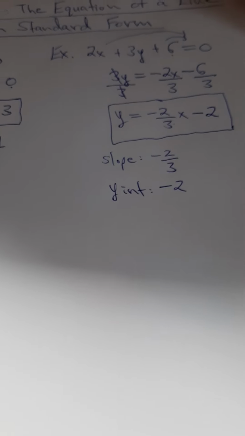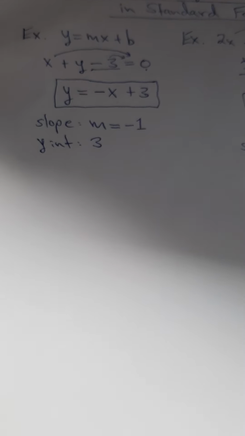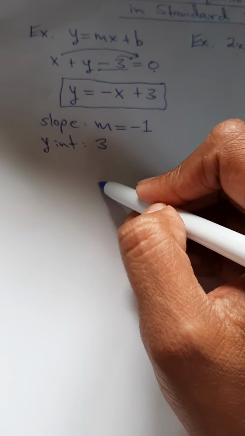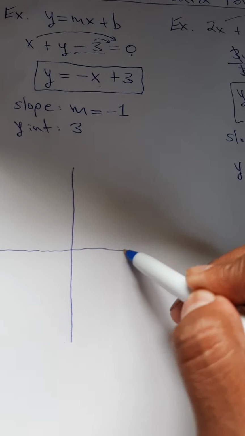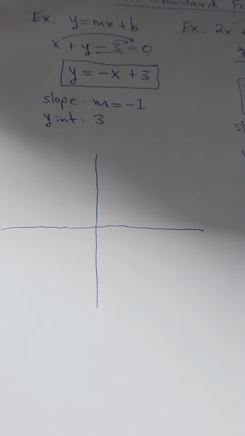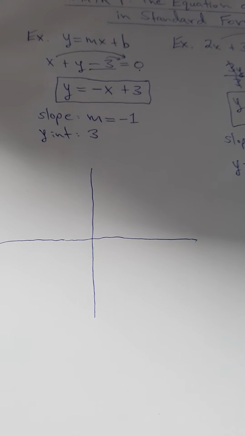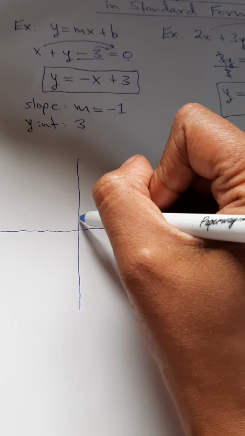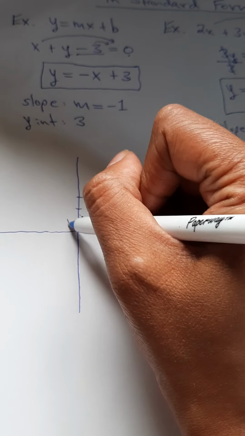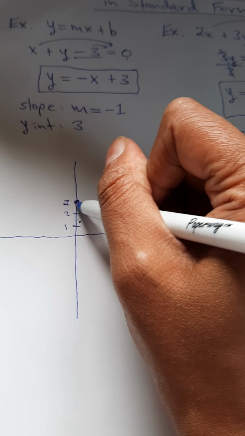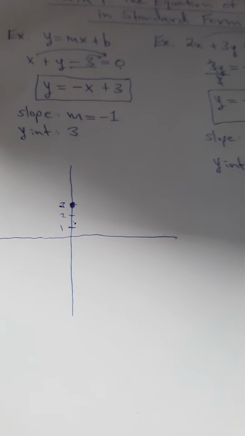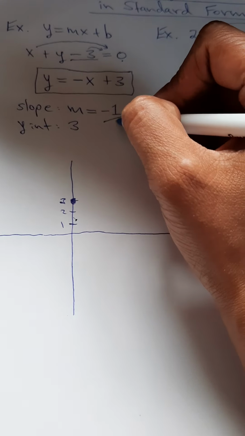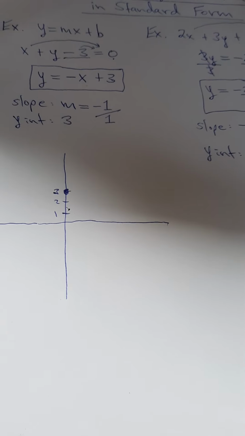So what we're going to do now is go back to this first example and draw a quick sketch as a review, so everyone remembers how to draw out the linear equation. First I'm going to start off with my y-intercept, which is at positive 3, like this. Remember, when the slope is negative 1, I can just put negative 1 over 1.